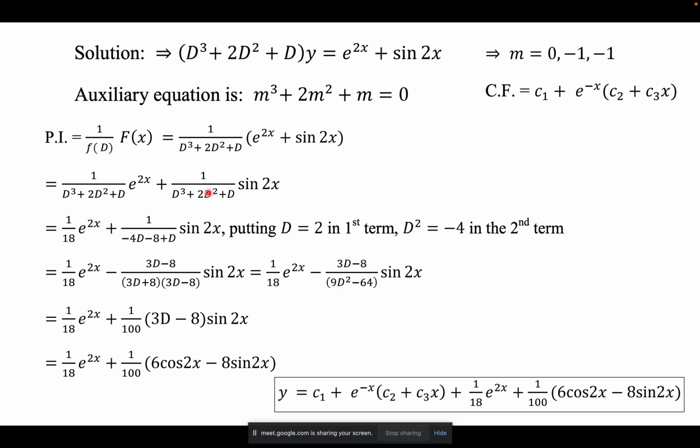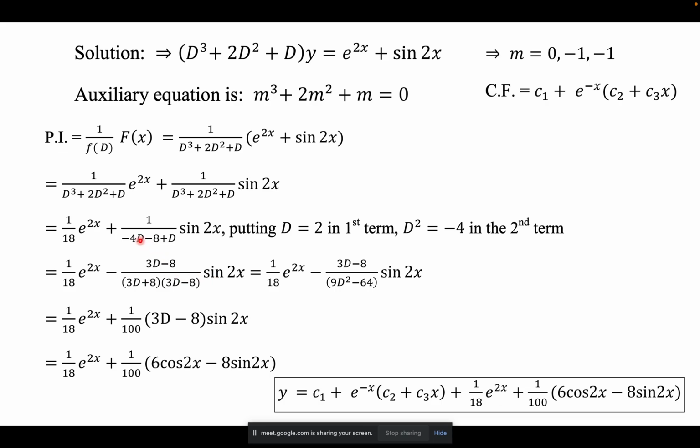And then similarly you act this d square on sine 2x, so again d square is equal to minus 4, so you have minus 4d minus 8 plus d, right? Sine 2x. Now what you need to know is only how d square acts on sine 2x, right? This we have already covered in previous tutorials. So in this case, you basically rationalize the denominator, right?